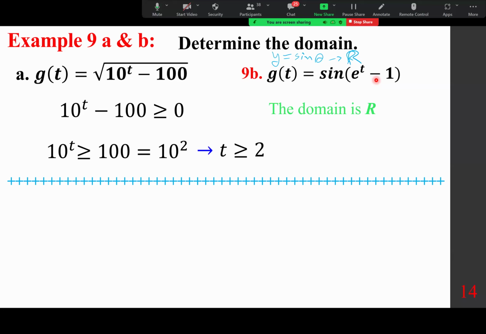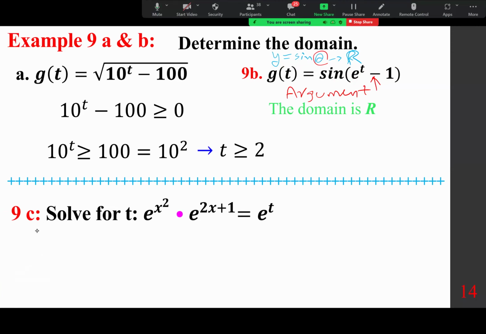So again, just to make sure we understand. Imagine you have y equals sine of theta. You know the domain is all real numbers. So if this expression, which is called the argument of sine, by the way, the terminology, I hope you remember, it was this theta, or in this case, this is called the argument of sine or cosine, and you name it, has no restrictions. So that's the case. All right.